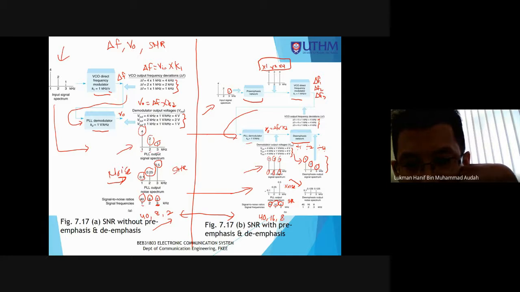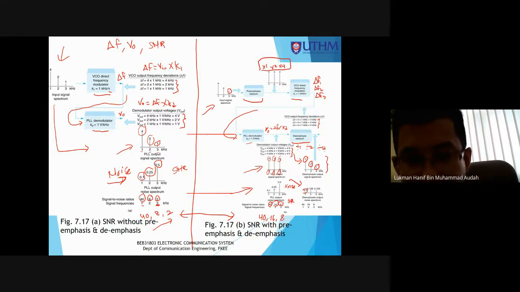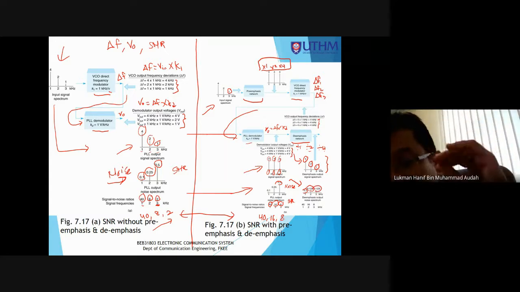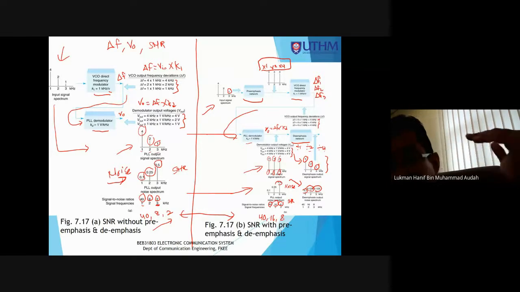For example, here 0.1, okay, 0.1 divide with 1, we get 0.1. 0.25 divide with factor of 2, we get 0.125. 0.5 divide with 4, we get 0.125. So kita kurangkan noise pada kadar yang sama juga. Okay, sebab de-emphasis ini dia akan kurangkan semua. Yang masuk tadi tu dia akan kurangkan semuanya. Okay, sebenarnya signal level also reduced, noise level also reduced.